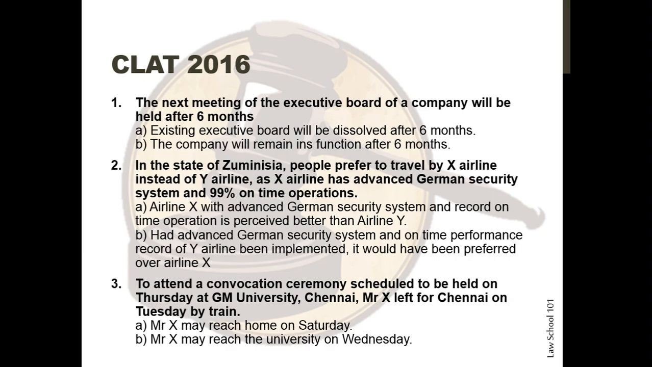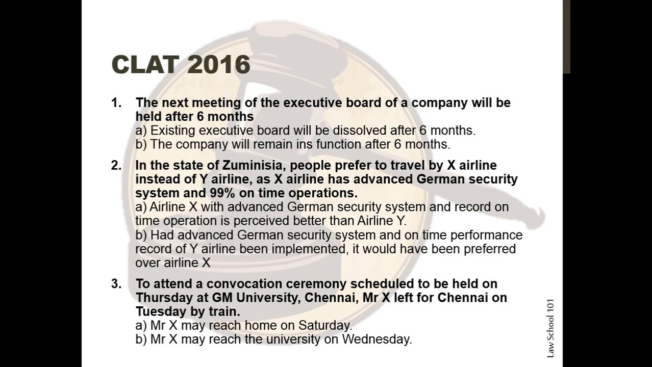Option B, Mr. X may reach the university on Wednesday. This is a valid assumption even though some people might confuse it to be otherwise. Why? Because understand that when he leaves for Chennai on Tuesday by train, he might reach Chennai on either Tuesday or on Wednesday or on Thursday. So any assumption which includes a may with one of the possibilities, that is one of either Tuesday, Wednesday or Thursday, would be a valid assumption.